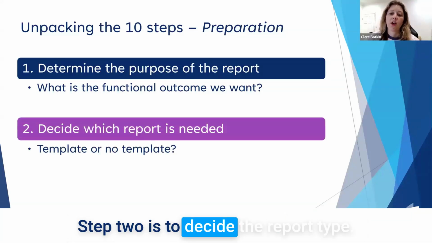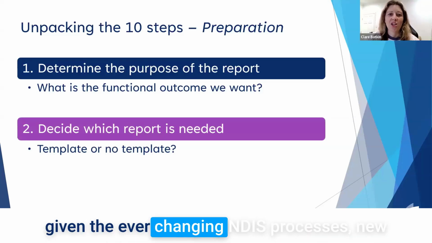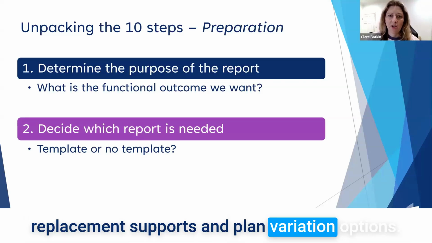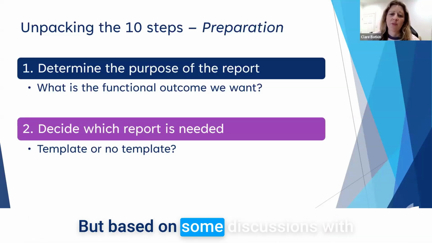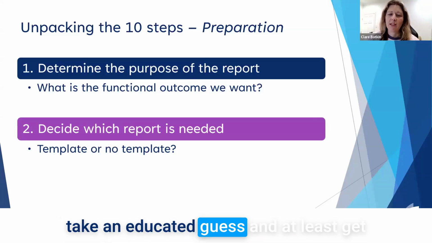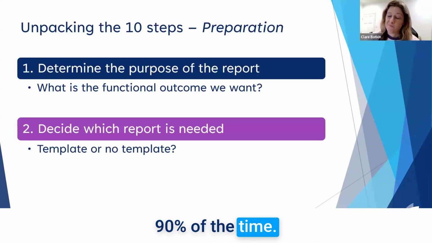Step two is to decide the report type. This is probably easier said than done given the ever-changing NDIS processes, new replacement supports and plan variation options. But based on some discussions with some other NDIS OTs, we can usually take an educated guess and at least get the report that we need to write right 90% of the time.